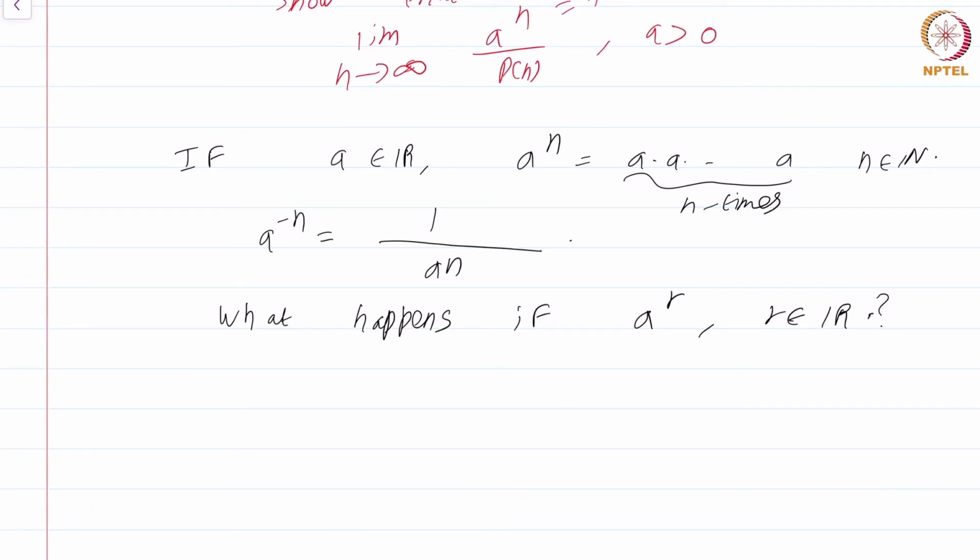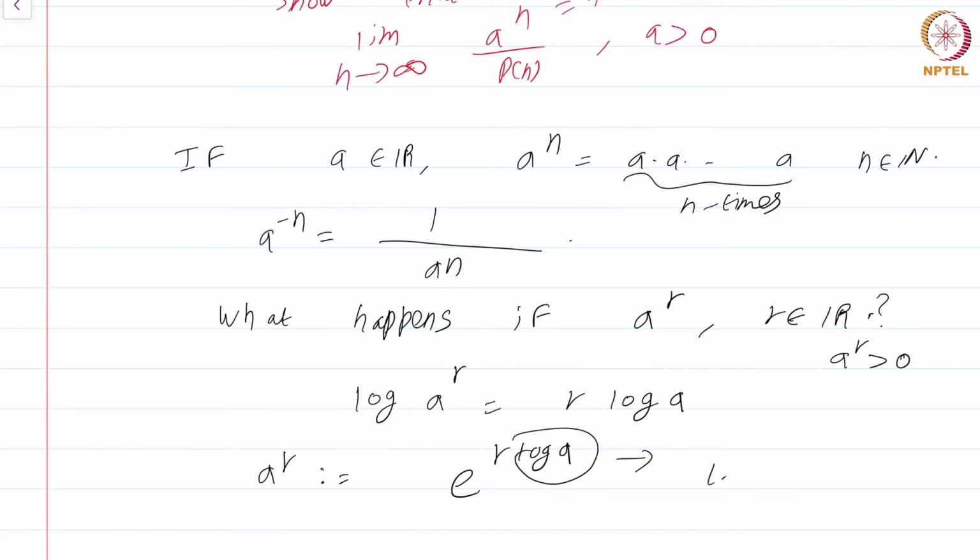Okay, now how do you do that? Well, let's assume that you can take log a power r. Okay, when can you do that? You can do that whenever a power r is greater than 0. Whenever a power r is greater than 0, you can take log of a power r, and we know that this becomes r log a. Okay, so we can just reverse engineer and define a power r to be exponential of r log a. Okay, and this will make sense whenever log a makes sense. In other words, whenever a is greater than 0.